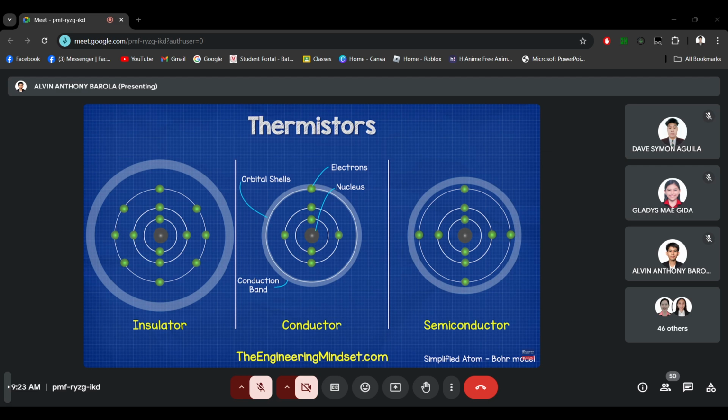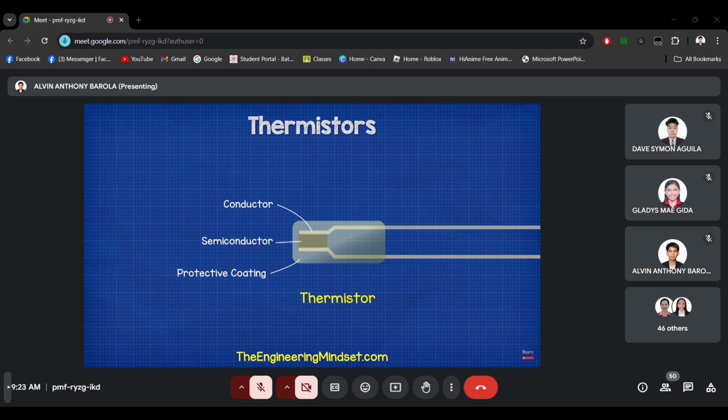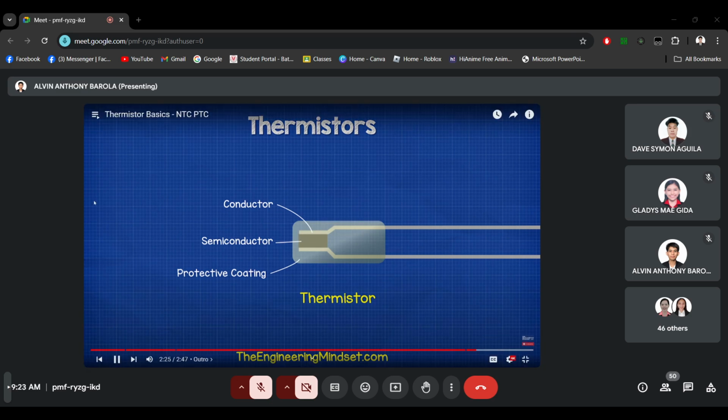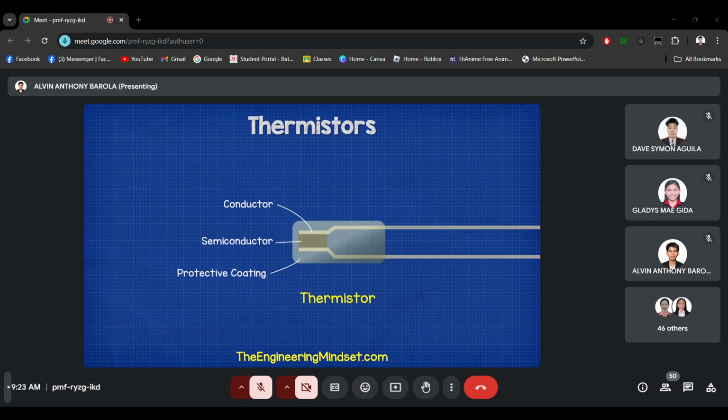But as the conduction band is quite close, if we heated the material up, some electrons will gain enough energy to make the jump and break free from the atom. As more heat is added, more electrons move from more atoms, and so the material's resistance decreases. So its basic construction is just a piece of semiconductor between two conductors, and this is sealed with a protective coating.